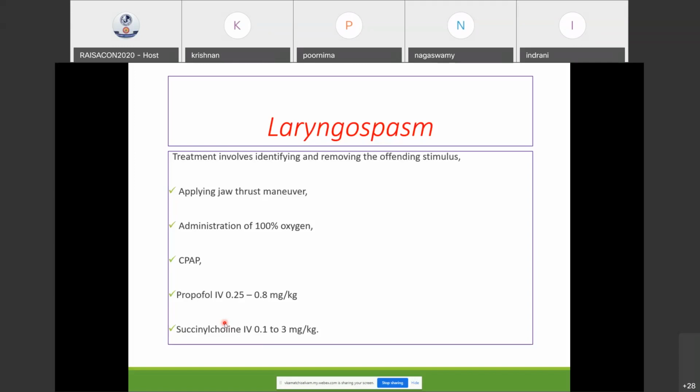1 to 2 mg per kg dose I would give. Dose can be even minimal; even a minimal dose has been proven to break the spasm. There is one point missing here. I'm very sorry. It is 0.1 to 0.3 milligram, not 3 milligram. Okay. A very low dose of succinylcholine. The whole idea is just to break the spasm. Okay. All right.